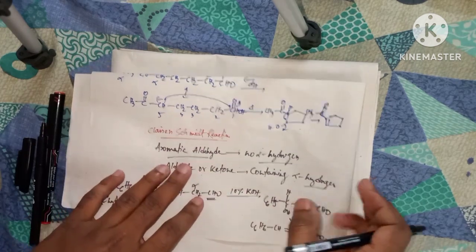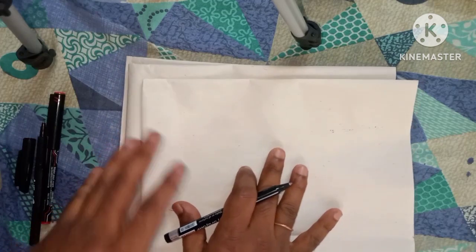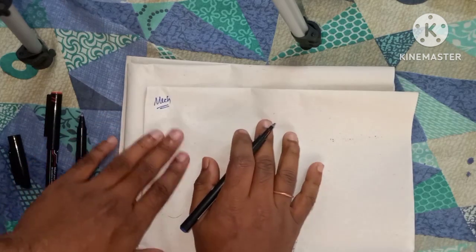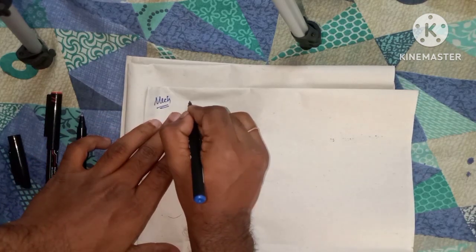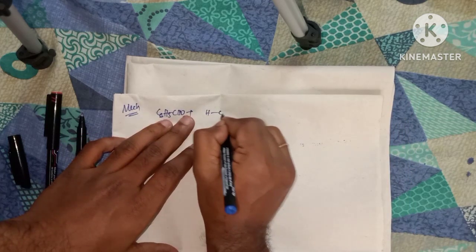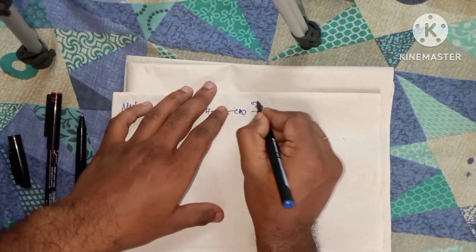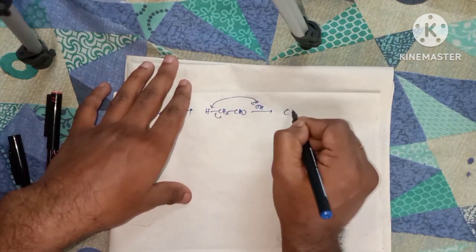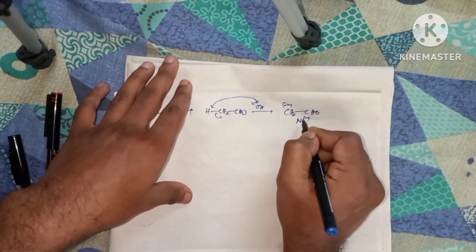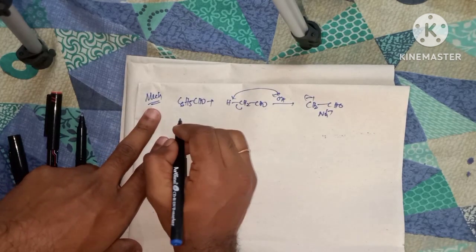What is the mechanism of this reaction? Now, without the mechanism, no name reaction is complete. Suppose C6H5CHO is present and another is CH3CHO, and we take the base OH minus and it attacks here and forms CH2 minus CHO. This is the nucleophile. We already told this in the aldol condensation reaction. So this is the nucleophile.